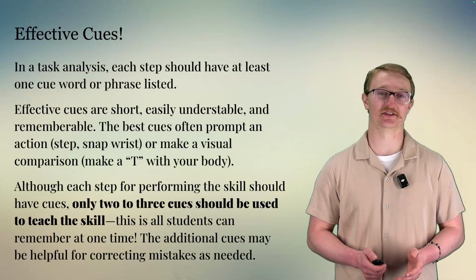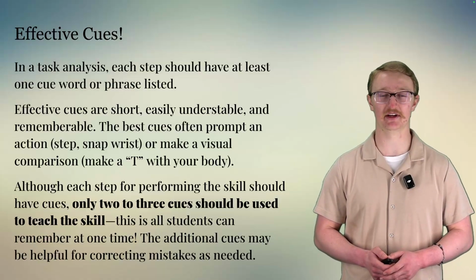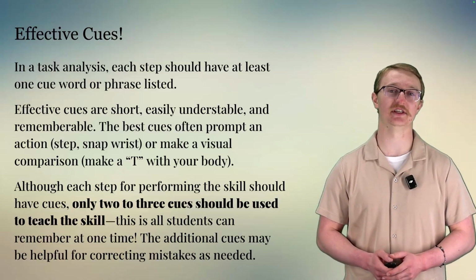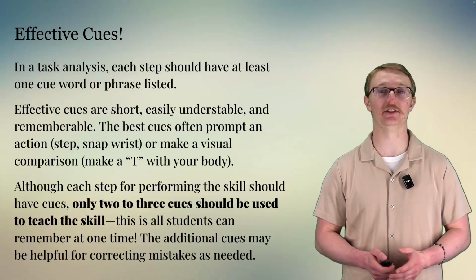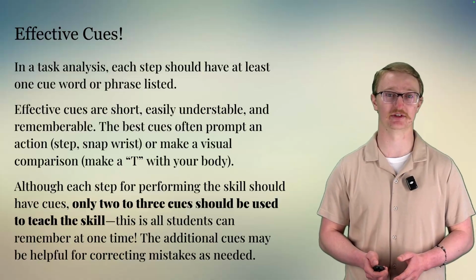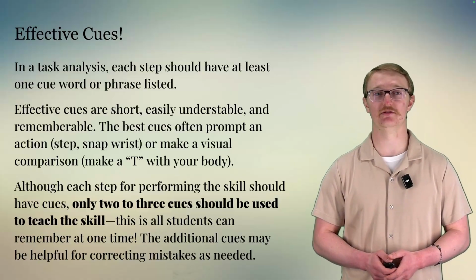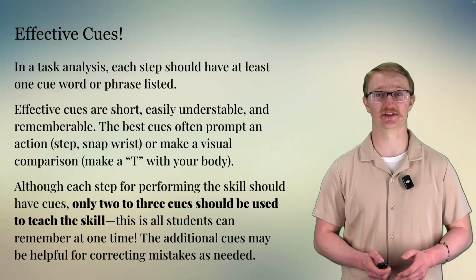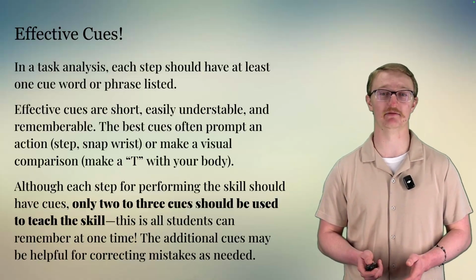In a task analysis, each step should have at least one cue word or phrase listed. Effective cues are short, easily understandable, and rememberable. Contrarily, providing a lengthy cue which sounds like a verbal description of the skill part will not help students learn. They'll just forget the verbal feedback. Furthermore, the best cues often prompt an action, such as step or snap wrist, or make a visual comparison, such as make a T with your body.